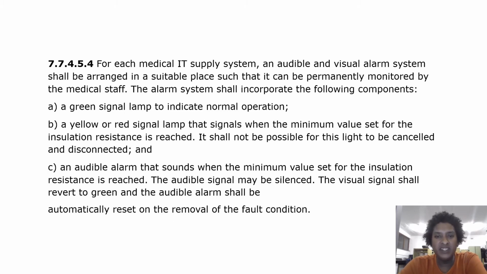The alarm system shall incorporate the following components: a green signal lamp to indicate normal operation, a yellow or red signal lamp that signals when the minimum value set for the insulation resistance is reached. It shall not be possible for this light to be cancelled or disconnected, and an audible alarm that sounds when the minimum value set for the insulation resistance is reached. The audible signal may be silenced. The visual signal shall revert to green, and the audible alarm shall be automatically reset on the removal of the fault condition.